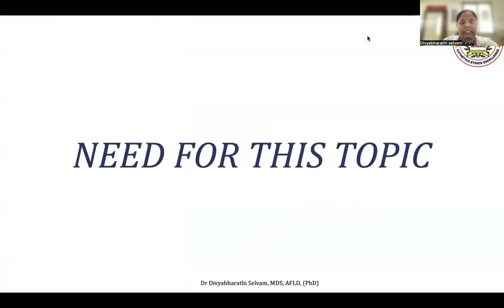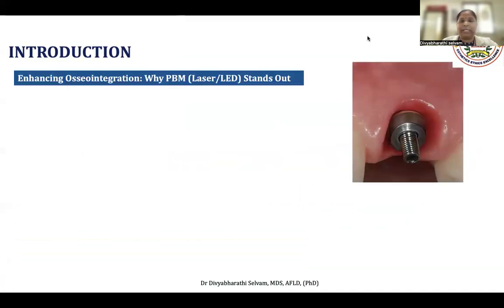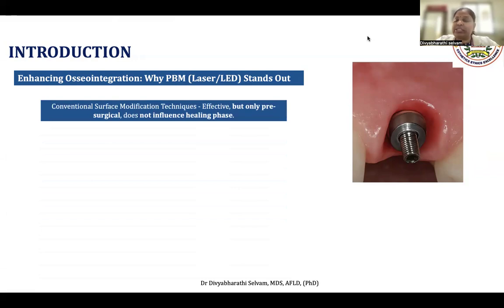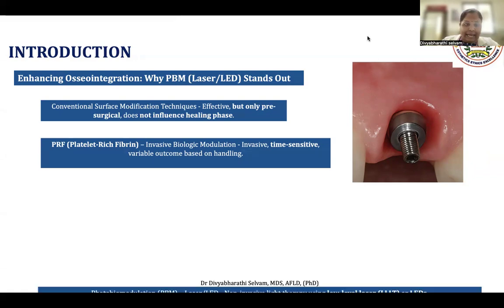So first, we need to know why this topic is required for discussion. We all know that in order to enhance osseointegration related to implant therapy, both the laser and LED stand out. Why? Because the conventional surface modifications, yes, I do agree they are effective, but only pre-surgical, and they don't influence the healing phase. Whereas PRF is an invasive biological modulation and more time sensitive, which will vary based on the handling.